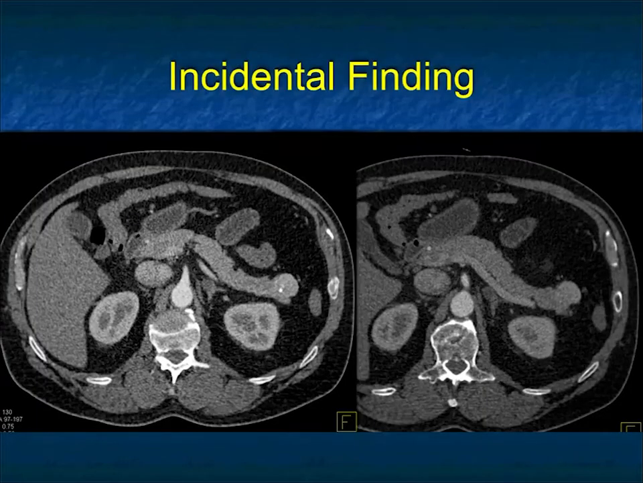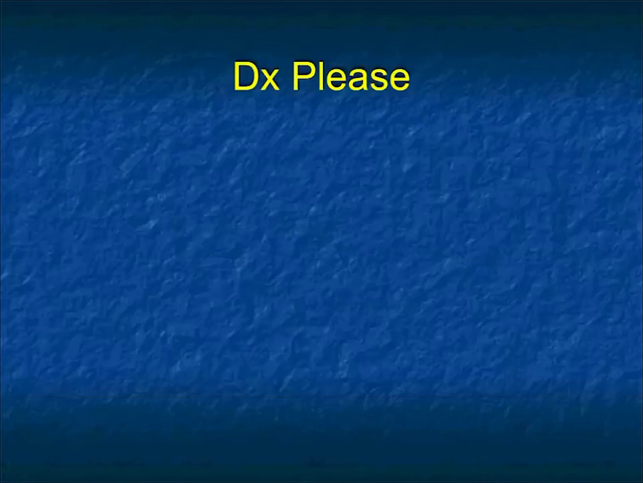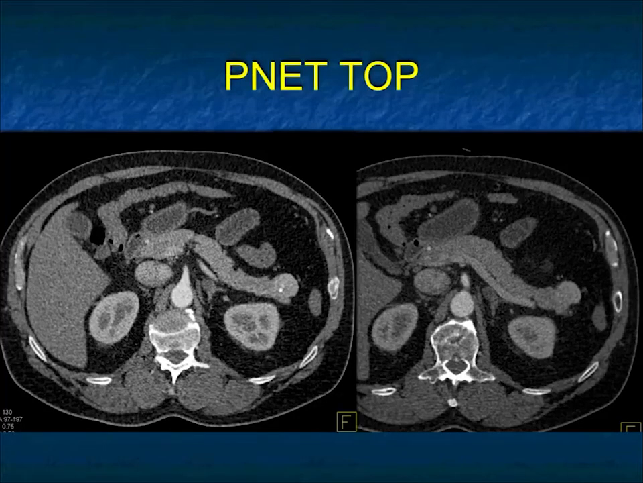Incidental finding, tail of pancreas. This could be a splenule, but in fact it's denser than the spleen. It also has a punctate calcification. So you could think of accessory spleen, but they look identical to spleen typically. This was resected, and this was a neuroendocrine tumor.